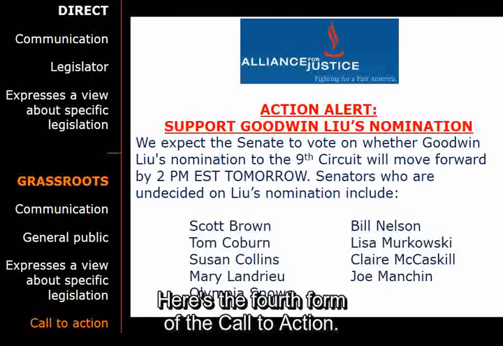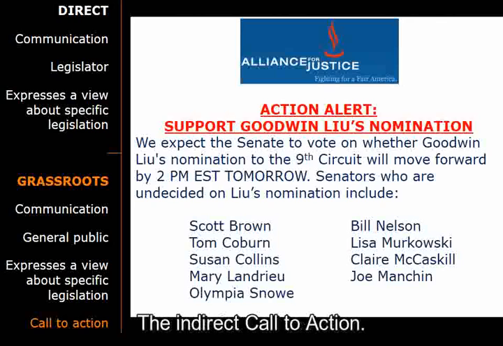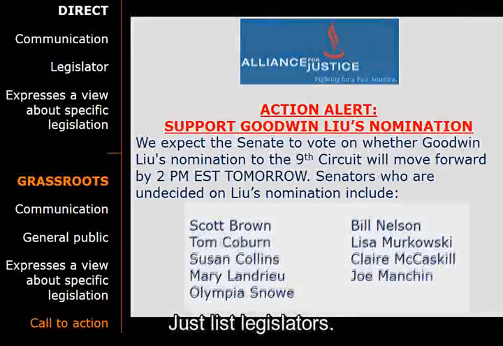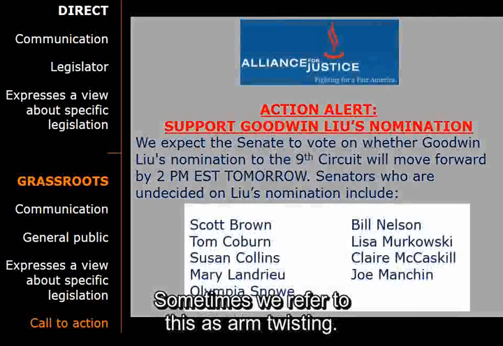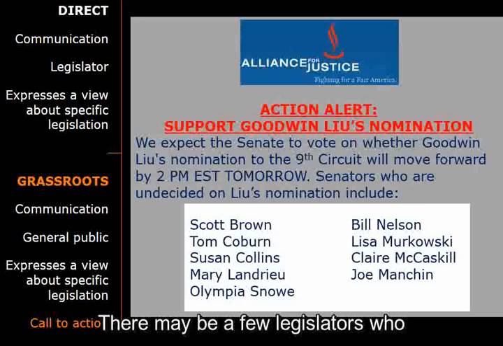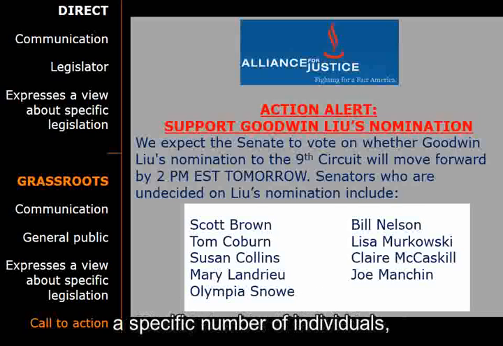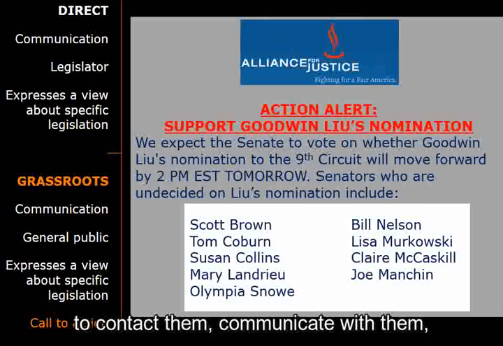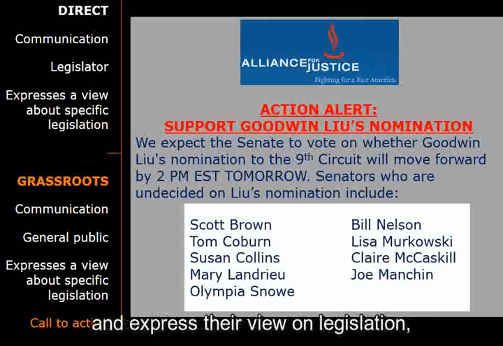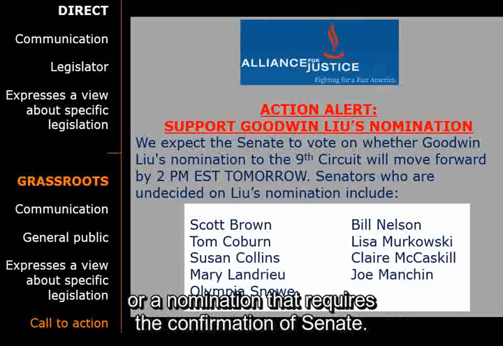And here's the fourth form of a call to action, the indirect call to action. We just list legislators. Sometimes we refer to this as arm twisting. There may be a few legislators who can't decide on a vote, and we want to push them in a certain direction, so we're asking the general public to contact a specific number of legislators. And so we list those legislators and ask the general public to contact them and express their view on a legislation or a nomination that requires the confirmation of Senate.